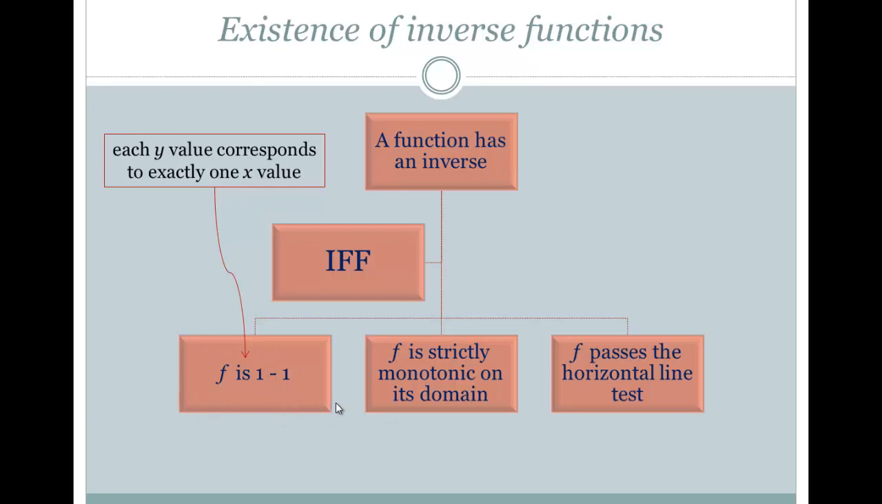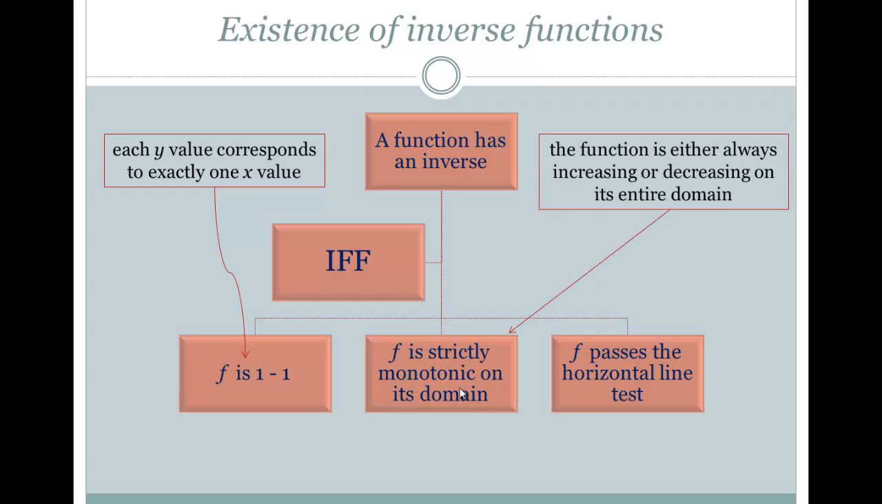Second, f is strictly monotonic. Strictly monotonic means that the function is always either increasing or decreasing. So if it's always increasing, it's going to be 1 to 1, and if it's 1 to 1, it's going to have an inverse.